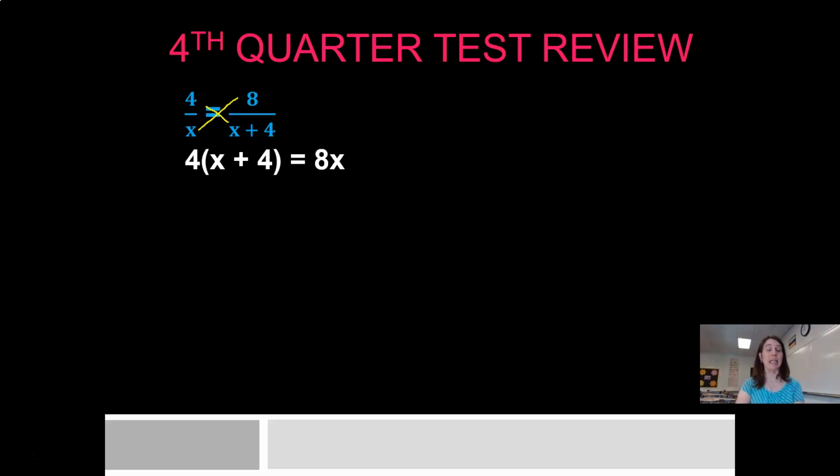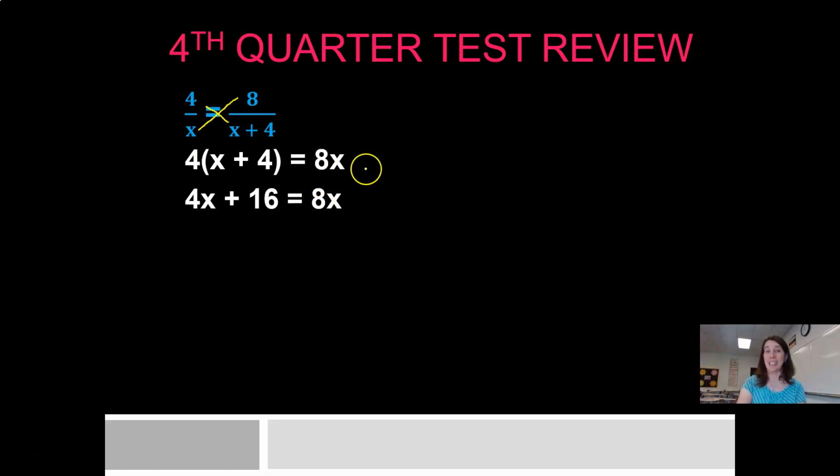So 4 times x plus 4 equals x times 8, and I would just put the 8 first, so 8x. On the left-hand side, we need to distribute to get rid of those parentheses. So 4 times x is 4x, and 4 times 4 is 16, and that's still equal to 8x. The x that we're solving for is on both sides of the equation.